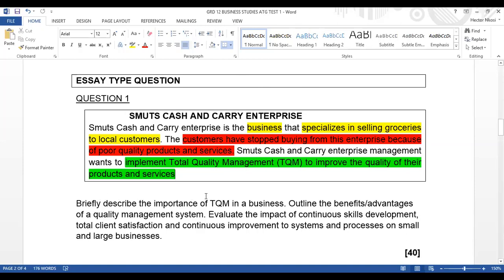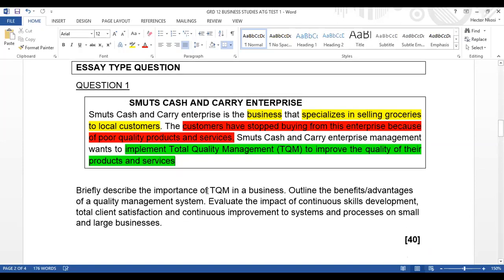Briefly describe the importance of TQM in a business. Okay, now this, you had the statement in this case study, but however, what you are supposed to do now is to discuss this case study. Now, when we discuss this case study, boys and girls, we must make sure that we understand everything. Now, let's see what the examiner is asking from us. The examiner says to you, briefly discuss the importance of TQM in a business, isn't it?